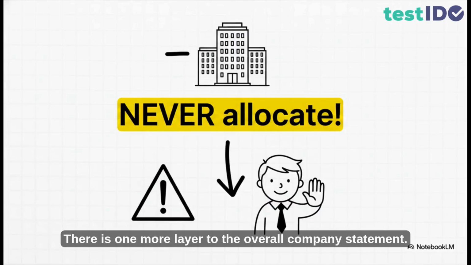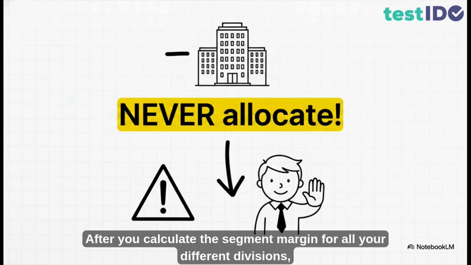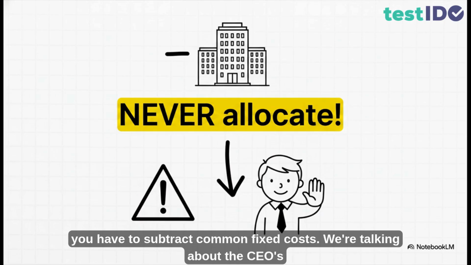Now hold on a second. There is one more layer to the overall company statement. After you calculate the segment margin for all your different divisions, you have to subtract common fixed costs.